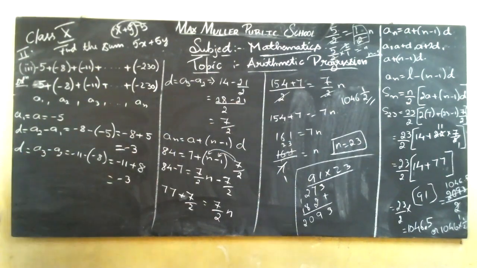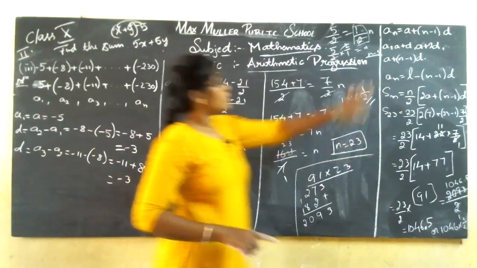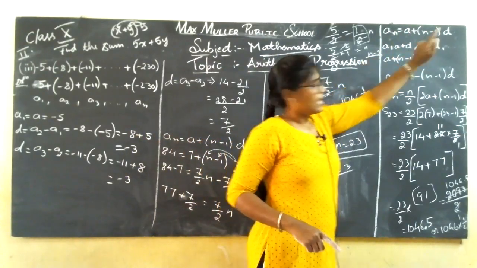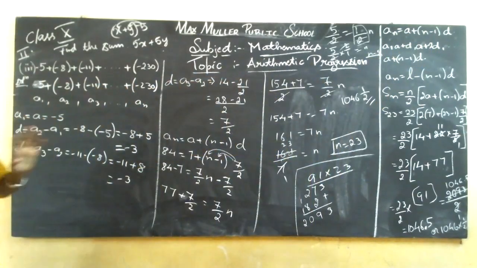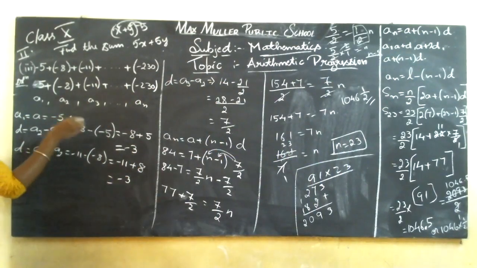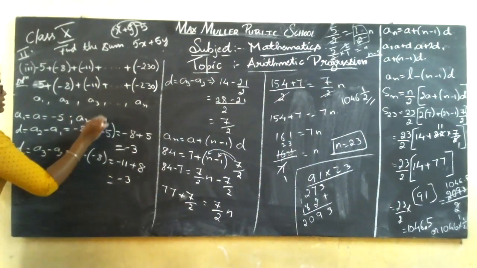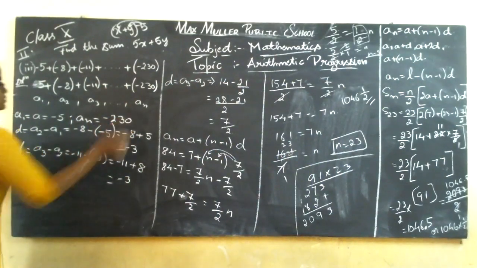That's all. So now you know A, you know D. For the general formula, what else do you want? Either AN or N. Do you have N here? No. Do you have AN? Yes. What is the AN value? AN value is minus 230.